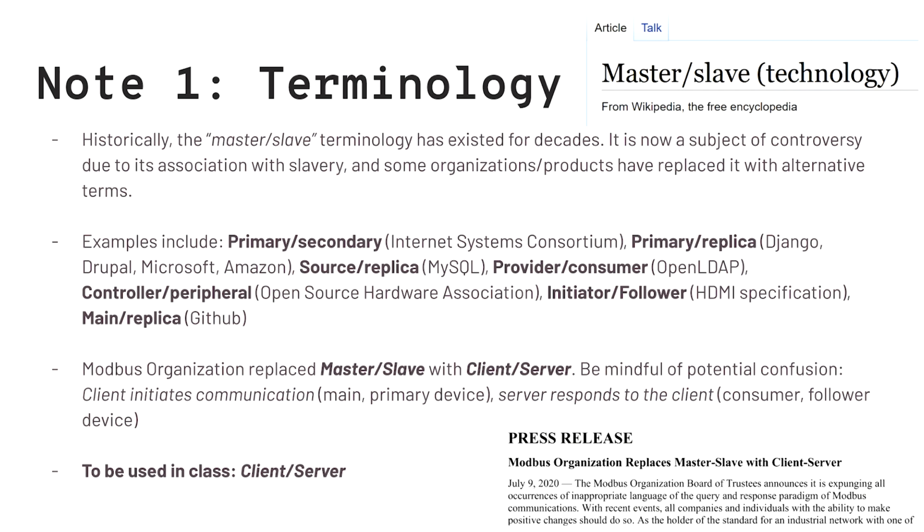Here, the client is the main PLC that is asking the secondary PLC, or the server in this case, to respond to the client. So in a way, the secondary PLC can also be seen as a consumer or as a follower device. So the term master is replaced by client, and the term slave is being replaced by server.